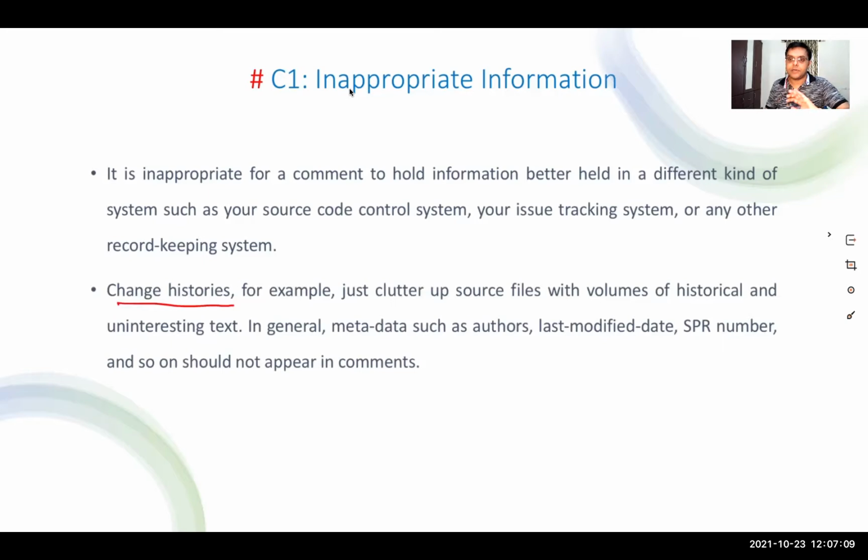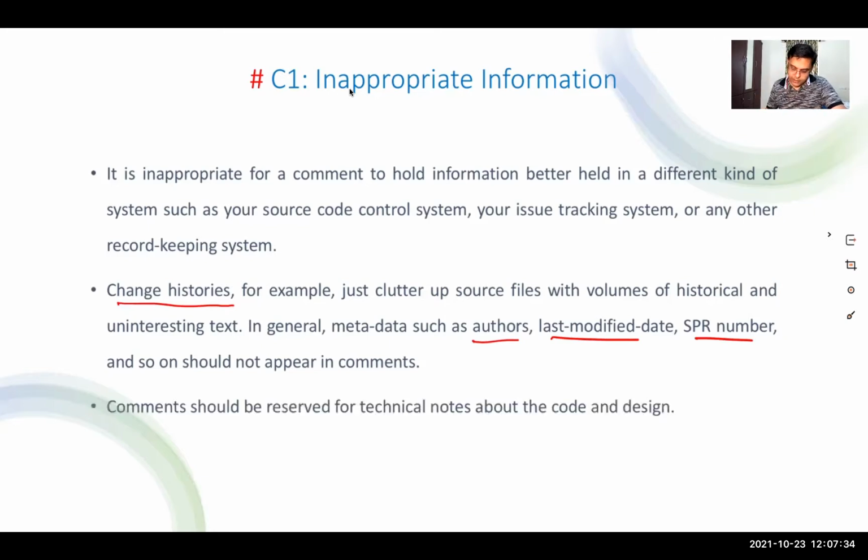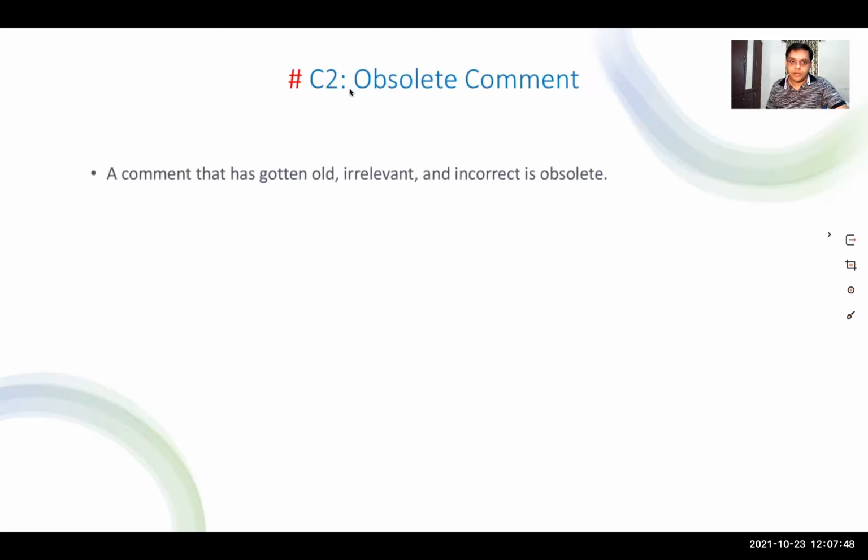These kinds of change histories clutter up your source files. A lot of people write that it is modified by someone, and metadata such as last modified date, SRN number. This was used in the earlier days when there was no source control system. But currently, all these things are taken care of by the source control system. So don't write all those things in your code. Comments should be reserved for technical notes about code and design, very specific things that you cannot express in your code. Otherwise, don't use comments.